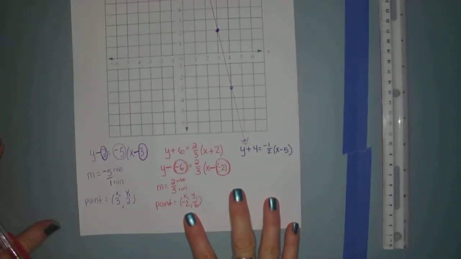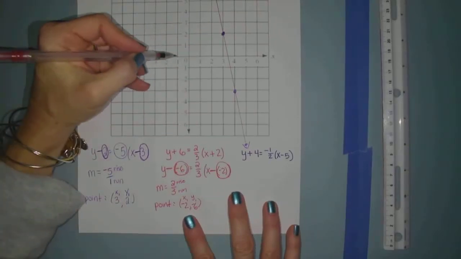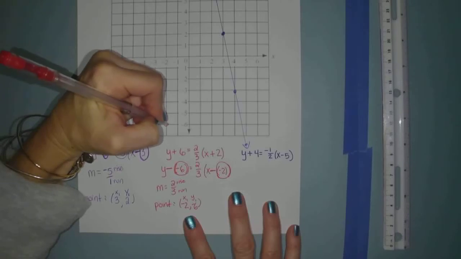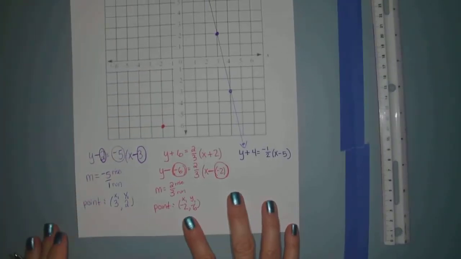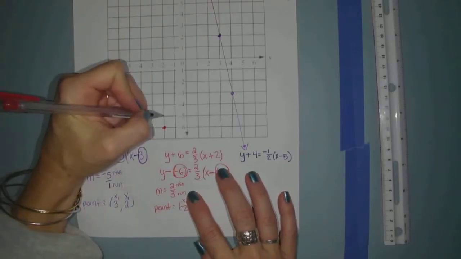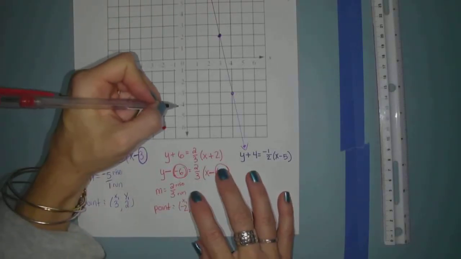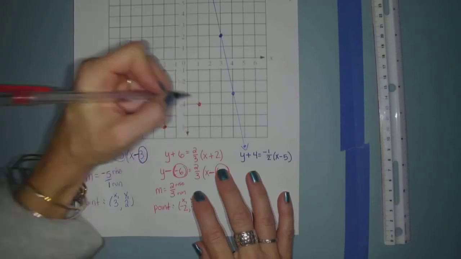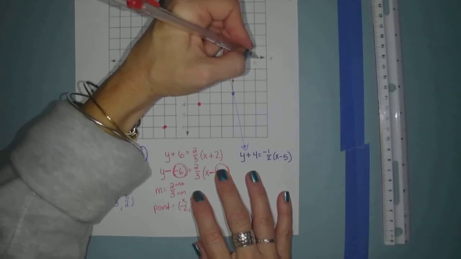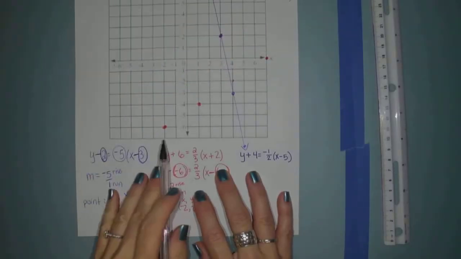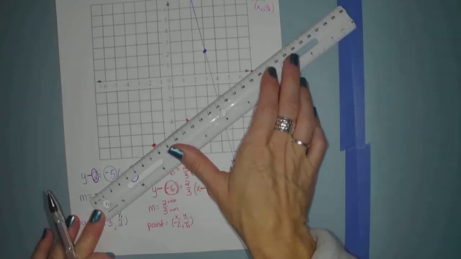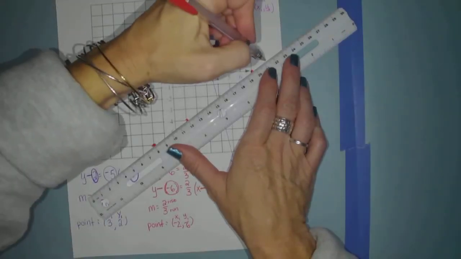So let's go there, negative 2 on the x, negative 6, 1, 2, 3, 4, 5, 6. So there's that point. And now from that point, here's our slope. We're going to rise 2 and run 3. Rise 2, run 3. Rise 2, run 3. And I don't really have any room to go in the opposite direction, so I'll just go with those 4 points. Perfect.